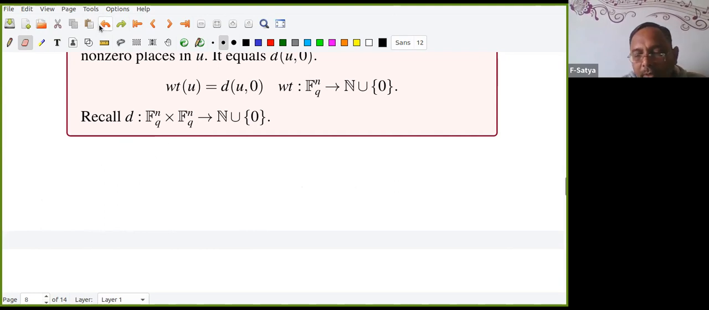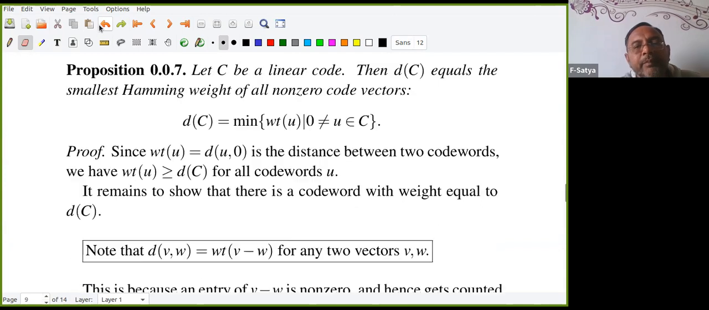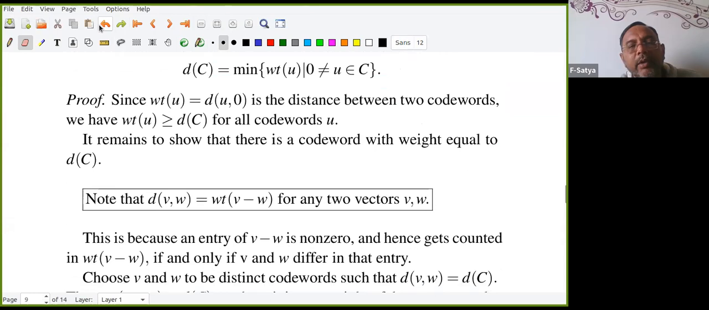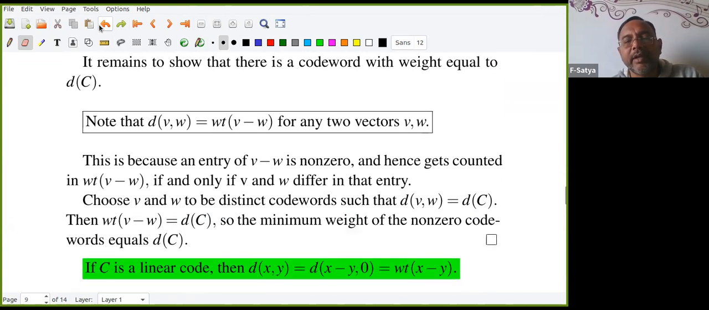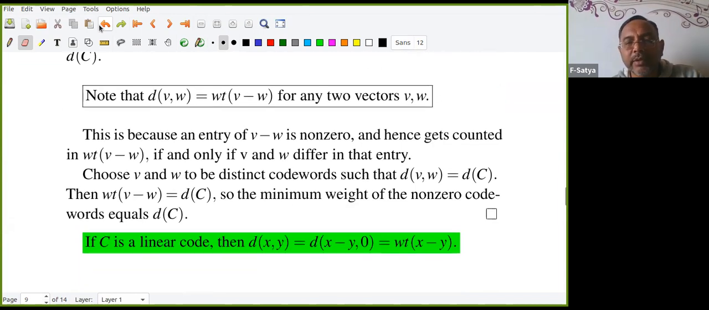Okay, so that is what I wrote here also, the proof I gave here. C is a linear code, d of C is equal to the smallest Hamming weight. So the weight of u equals d of u comma 0, the distance between two code words. First of all, the weight of u is greater than or equal to d of C. Why? Because d of C is the smallest weight, and weight is also a distance. From that we get this. We need to prove the reverse direction, so the reverse direction I also wrote, and it is very easy.